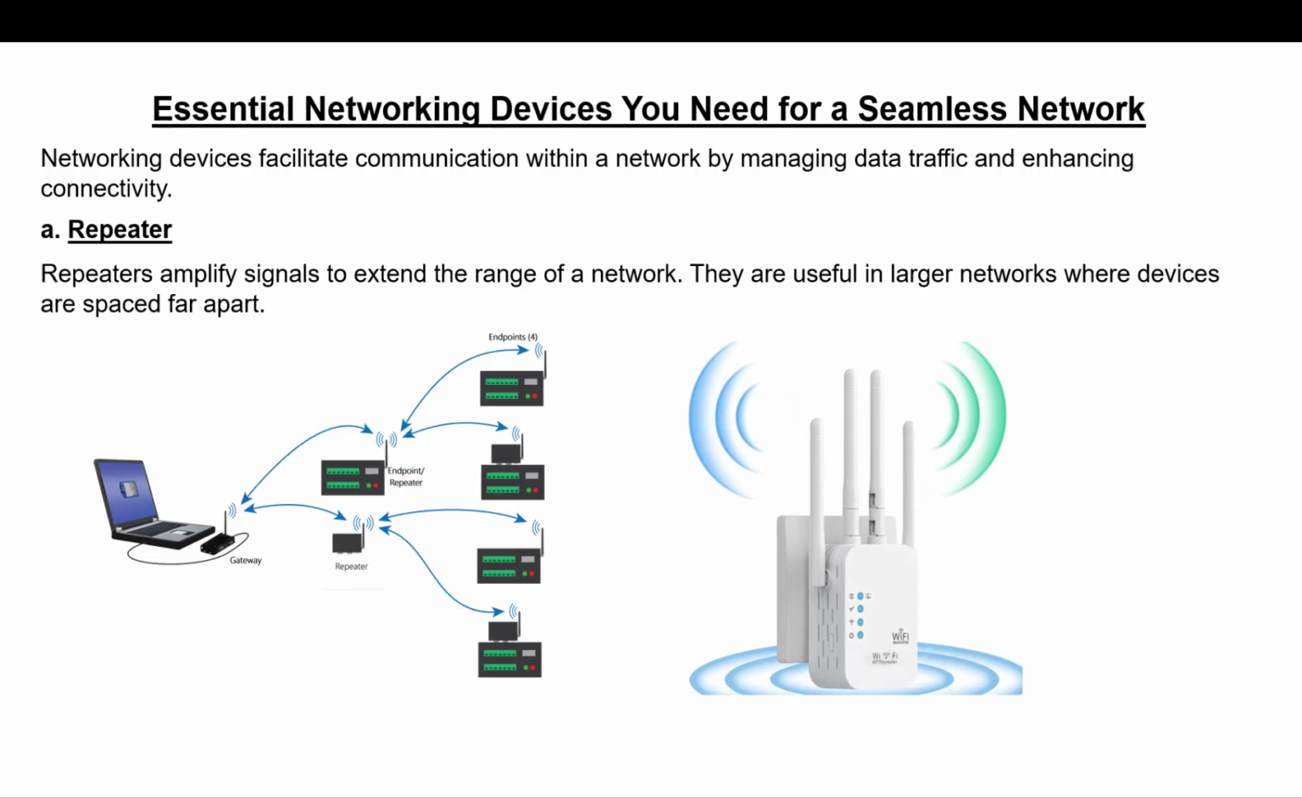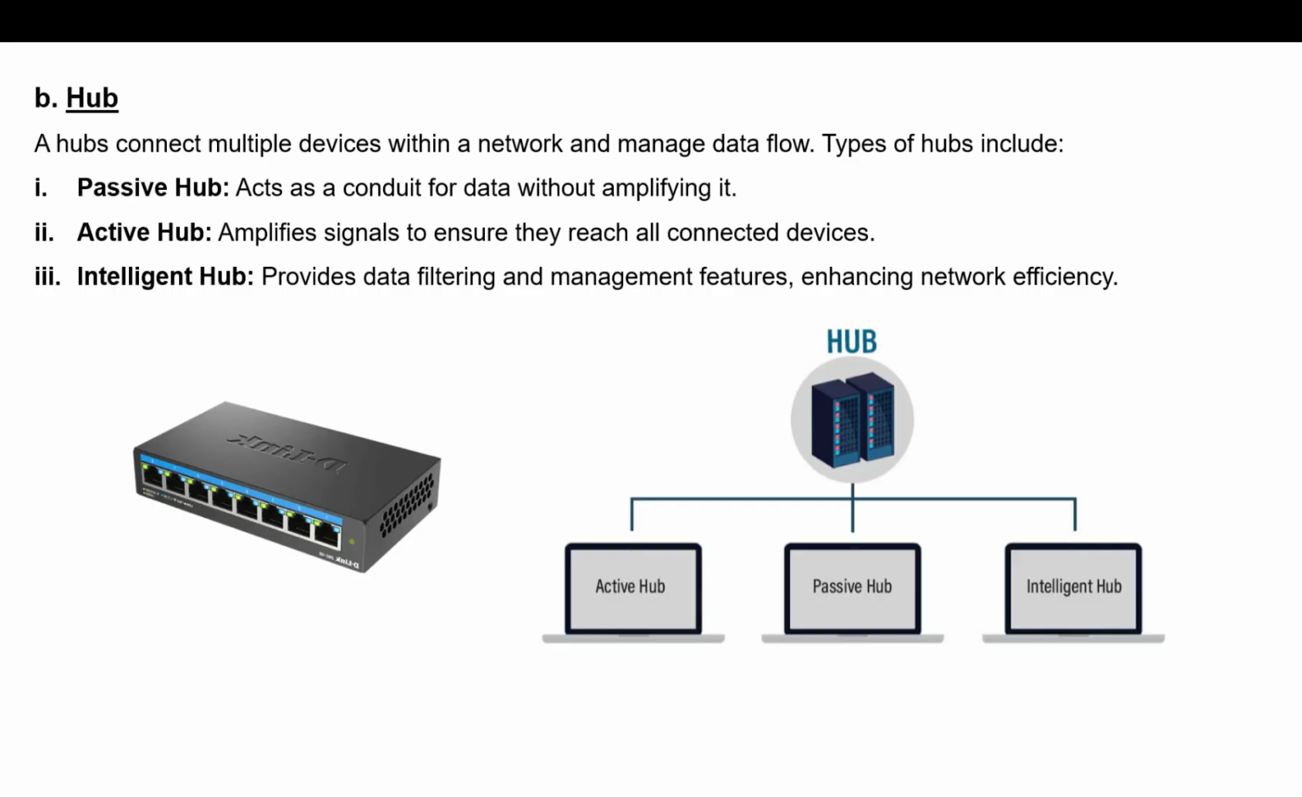Now we move to the next slide. The second one, we talk about hub. It says a hub connects multiple devices within a network and manages data flow. So we get different types of hubs. We get passive hub, which acts as a conduit for data without amplifying it. You understand?